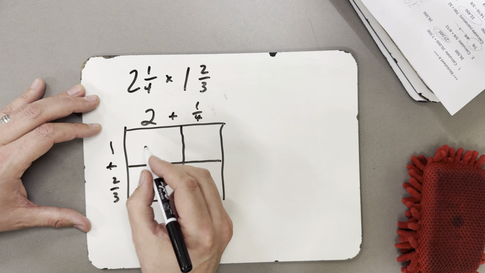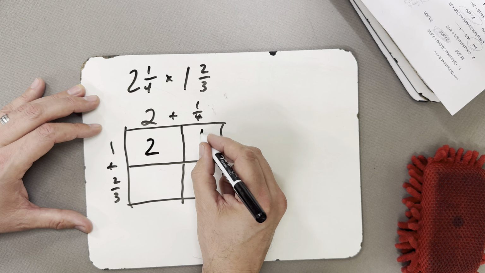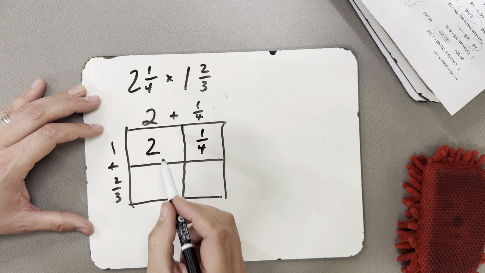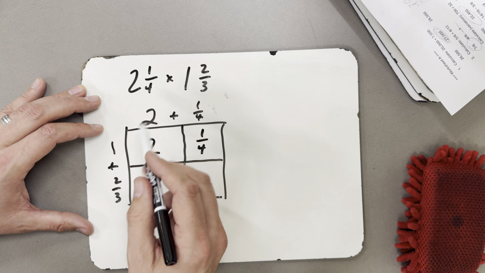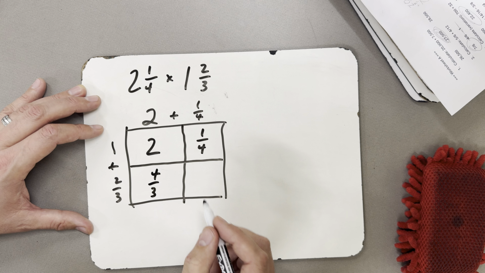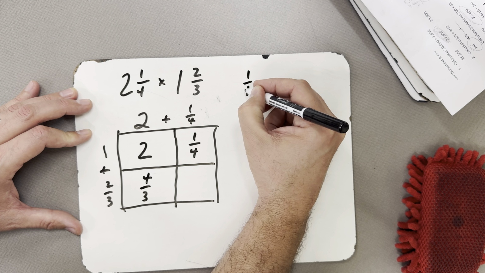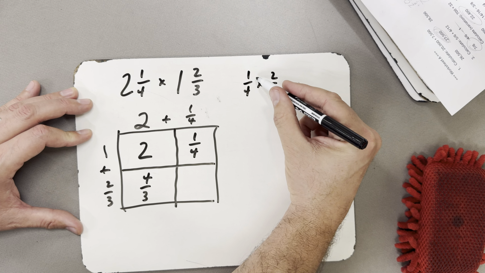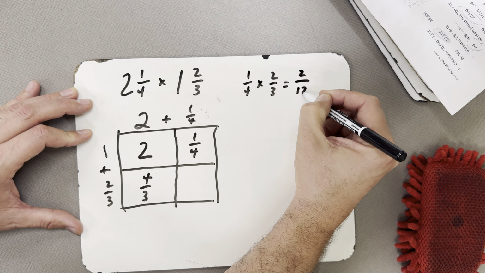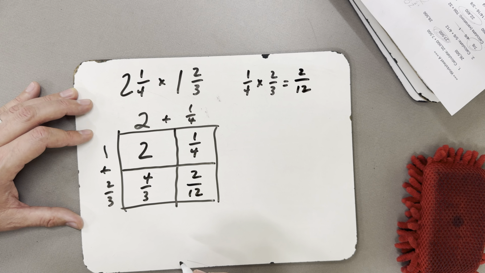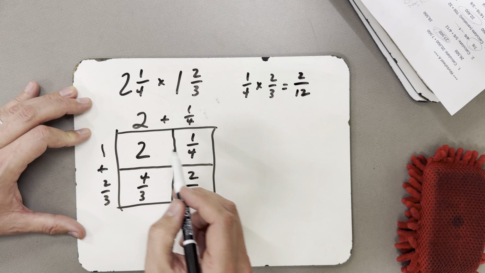Okay, 2 times 1 is 2. 1/4 times 1 is 1/4. 2 times 2/3, so I do 2 across the, and multiply the numerators. 2 times 2 is 4, so I get 4/3. 1/4 times 2/3. Again, I like to just double check over here. Make sure I don't make an easy mistake. 1 times 2 is 2, 4 times 3 is 12. 2/12. Okay? So again, I got to add all these up.